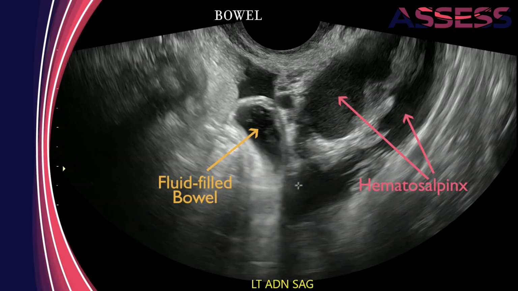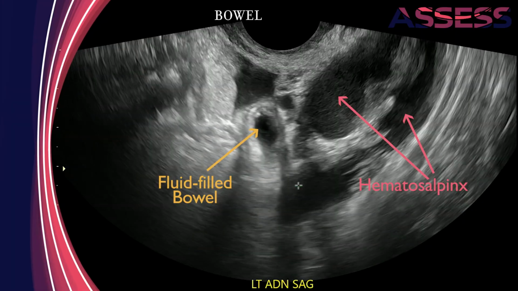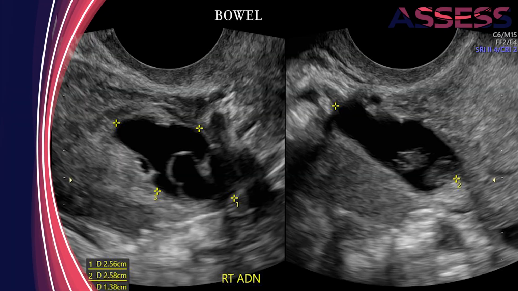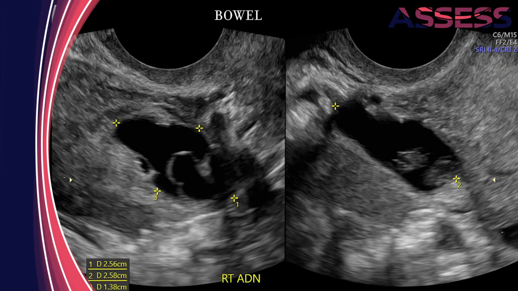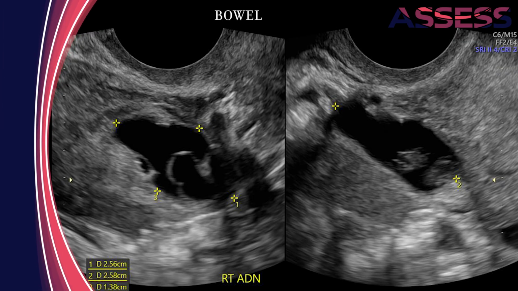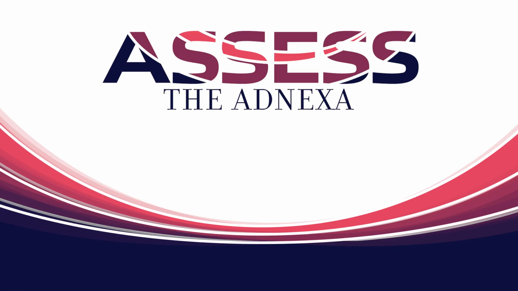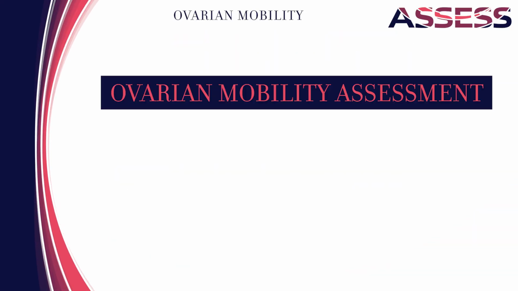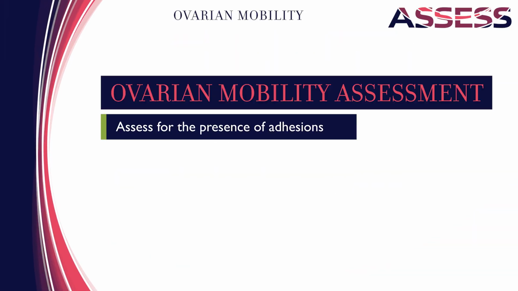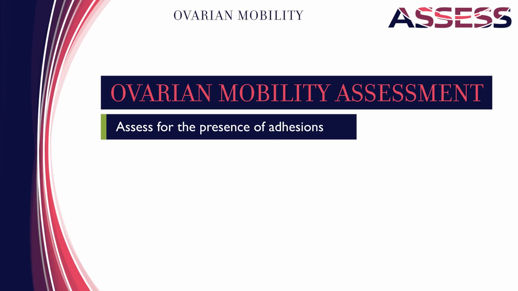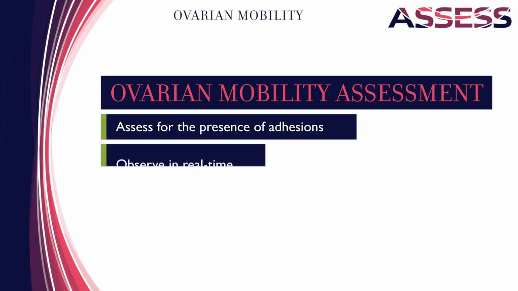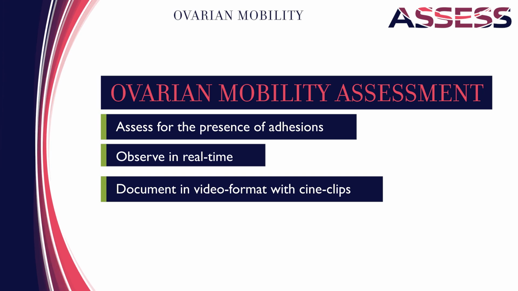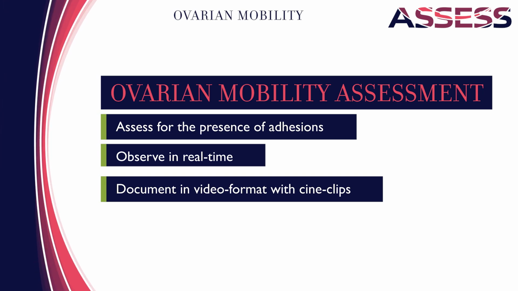If the structure shows peristalsis, it may be a ureter or a fluid-filled loop of bowel. Any peritoneal cyst, loculated fluid collection, hydrosalpinx or hematosalpinx should be documented. Ovarian mobility. The space around the ovary can be assessed for the presence of adhesions by evaluating its mobility relative to surrounding structures. Ovarian mobility is observed in real time and is best documented in video format using cine clips.